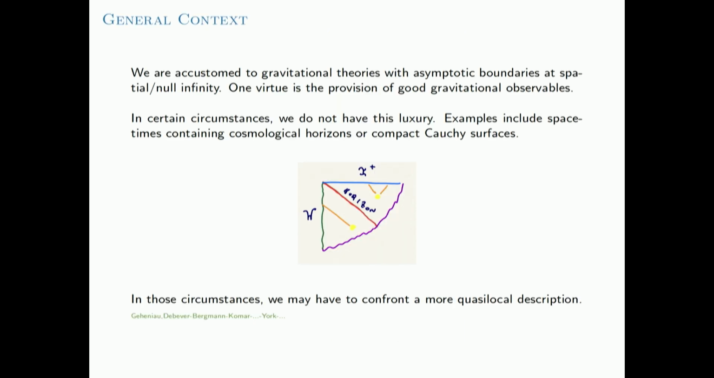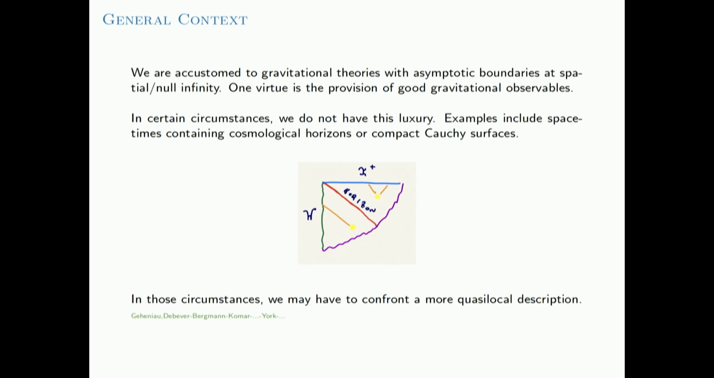Okay. So some context. We're accustomed to gravitational theories whose asymptotic boundary has an infinite spatial or null boundary. And this is virtuous in the sense that it provides us with good gravitational observables. It's a very useful thing to have, like an S matrix or boundary correlators. In certain circumstances, however, we're not afforded this luxury. And examples are quite relevant because they include spacetimes containing cosmological horizons or compact Cauchy surfaces. And we have to ask ourselves whether something can replace these observables or what to do.